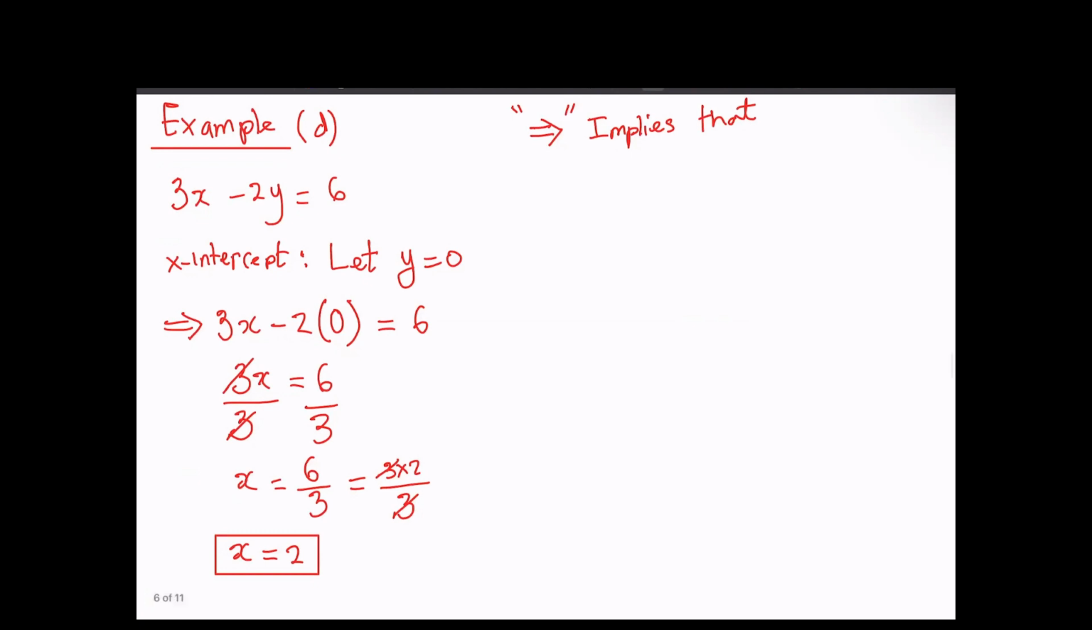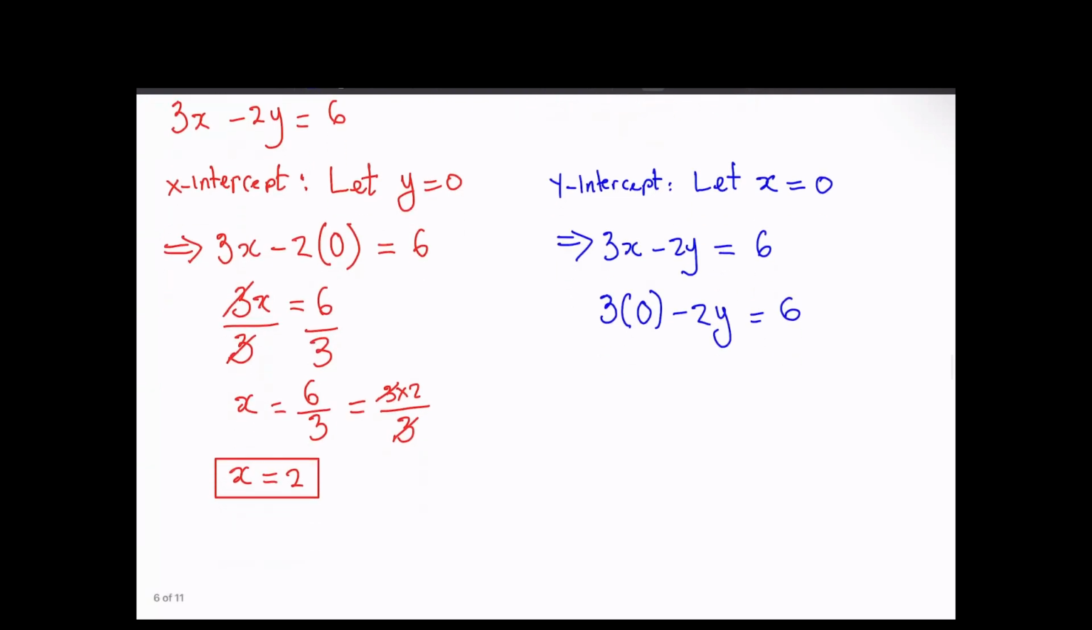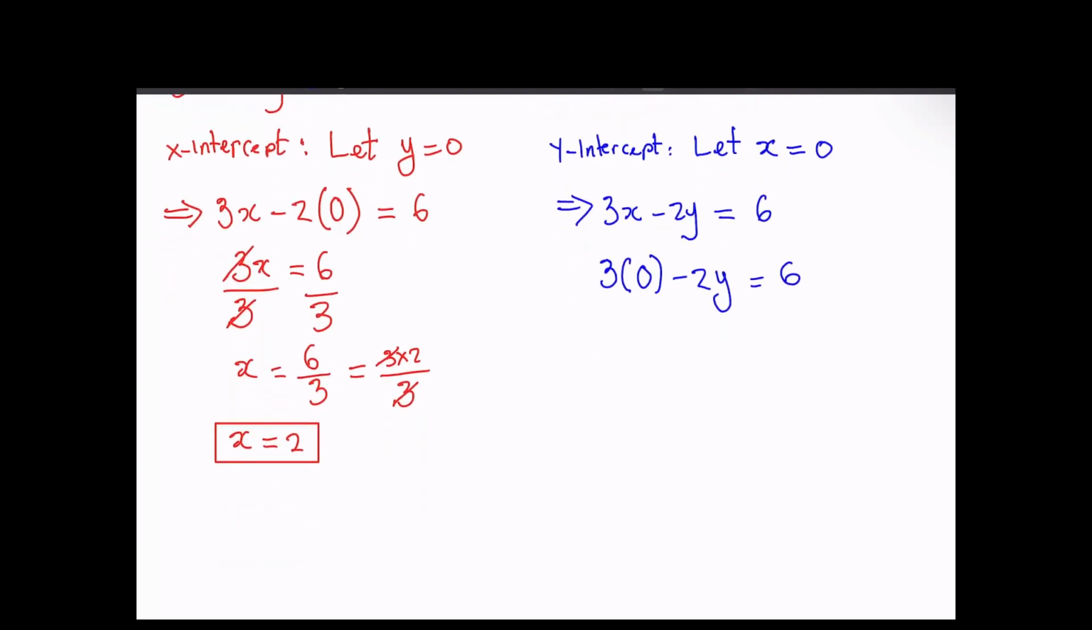Then what about the y-intercept? For the y-intercept, simply let x equal 0. If you let x equal 0, then this implies that 3x minus 2y equals 6. So if you put in x equals 0, you're going to get 3 times 0 minus 2 times y is equal to 6. So 3 times 0 is simply 0, so you don't have to write that.